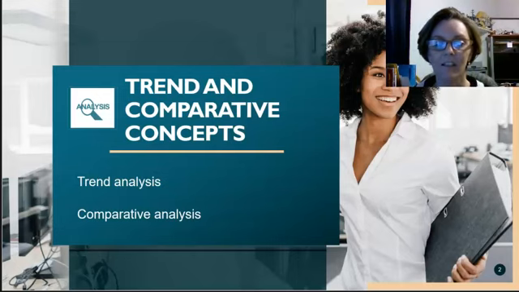Trend analysis looks for trends and helps identify patterns. It is generally specific to comparing information over multiple periods of time. A comparative analysis compares changes over a very specific period of time.